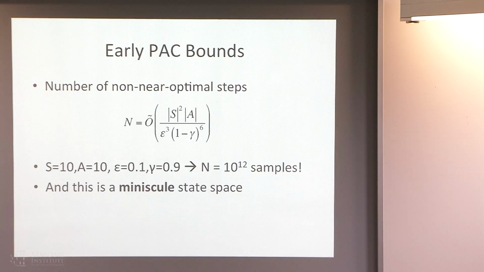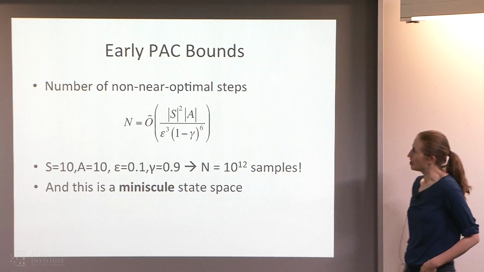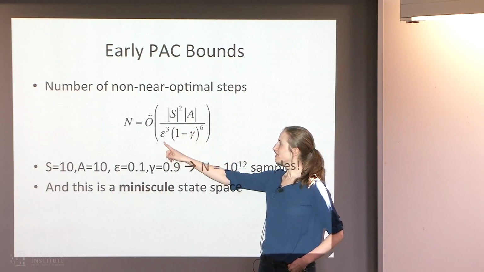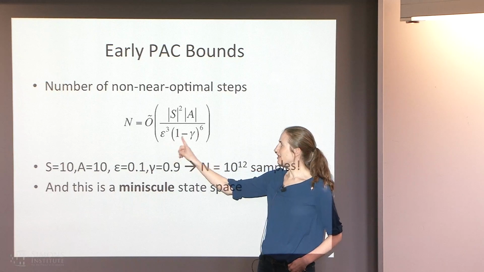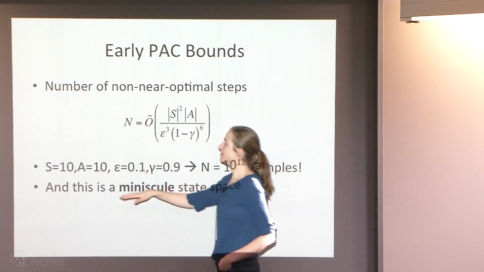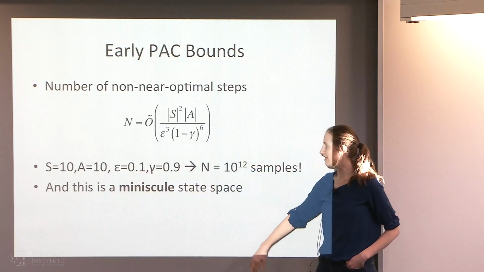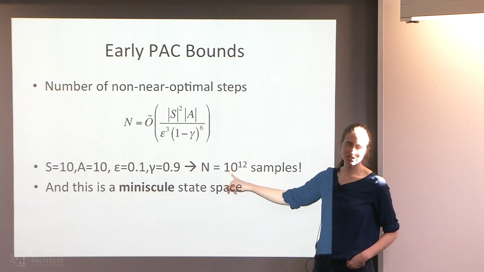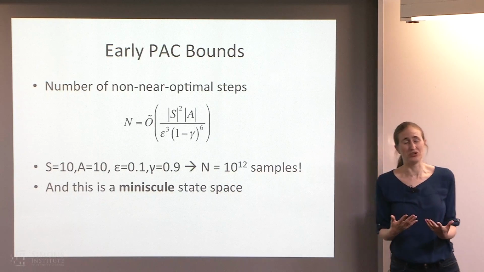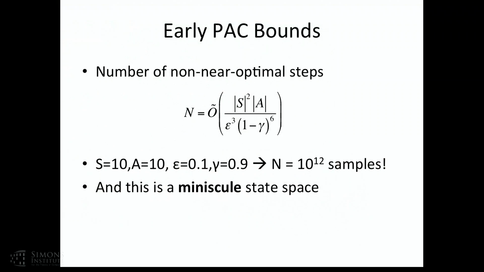So these were some of the early PAC bounds. This is the number of non-near optimal steps, so the number of times we might make bad decisions. This is the size of the state space, this is the size of the action space. This is epsilon, how close to optimal we want to be, and this is basically the horizon. So if we think of a really tiny domain, like 10 states, 10 actions, an epsilon of 0.1, then we would get something like 10 to the 12th samples. And this is an absolutely tiny domain. For those of you that are familiar, this would be something like grid world. So this seems absolutely crazy, right? There's no way we should need 10 to the 12 samples in order to figure out how to act in the domain. So you might wonder whether or not these bounds are horribly loose.